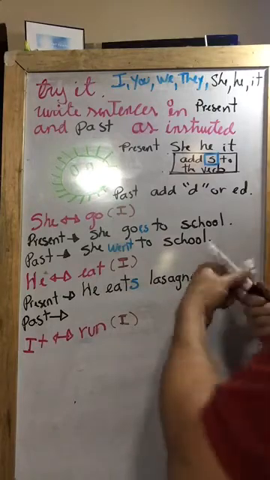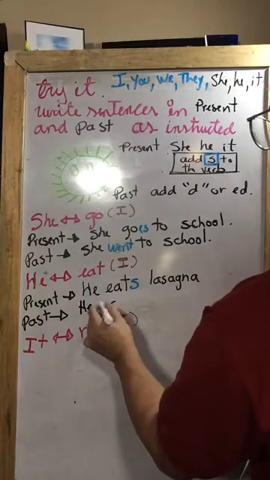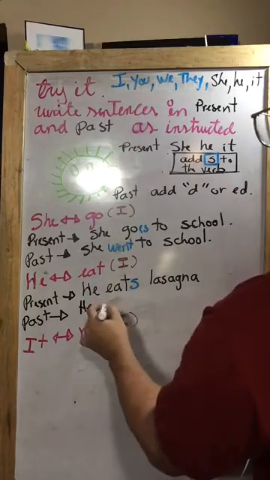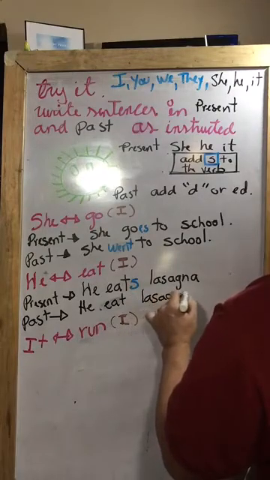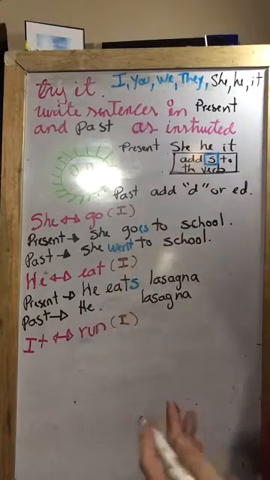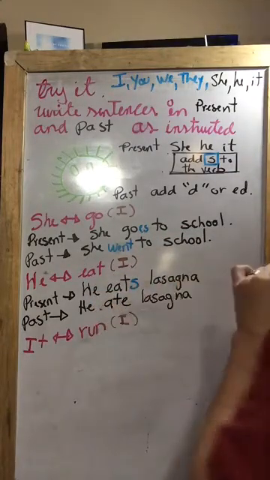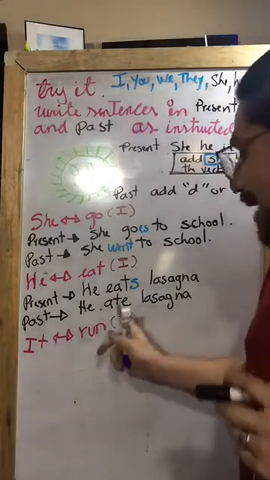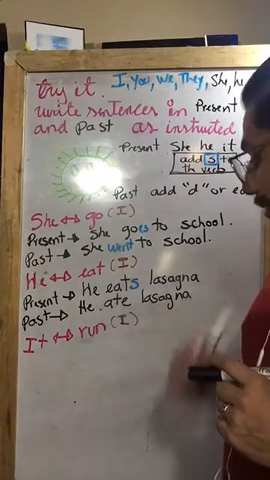And then the past tense would be different. He eat lasagna. But then again, I'm telling you, this is not correct. So what would be the past tense? Ate. Ate would be the past tense for your eat verb.